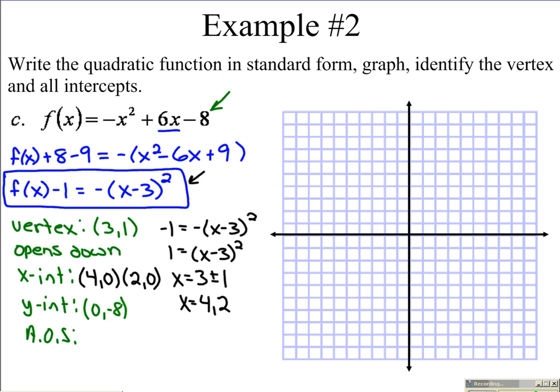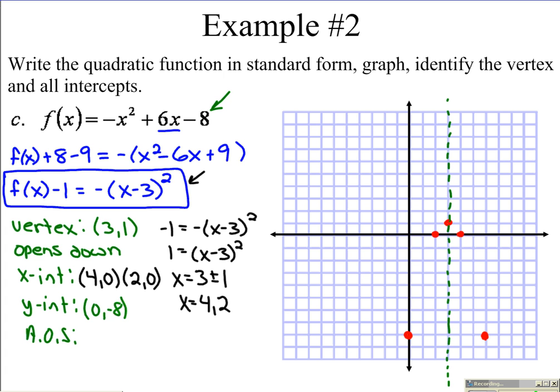2, 0. Let's go ahead and graph all these points we know. Vertex at 3, 1. X-intercepts at 4, 0 and 2, 0. Y-intercept at 0, -8. Way down here. Axis of symmetry, again splitting this in half through the vertex. So we know we have to have a mirror point 3 units away down here.